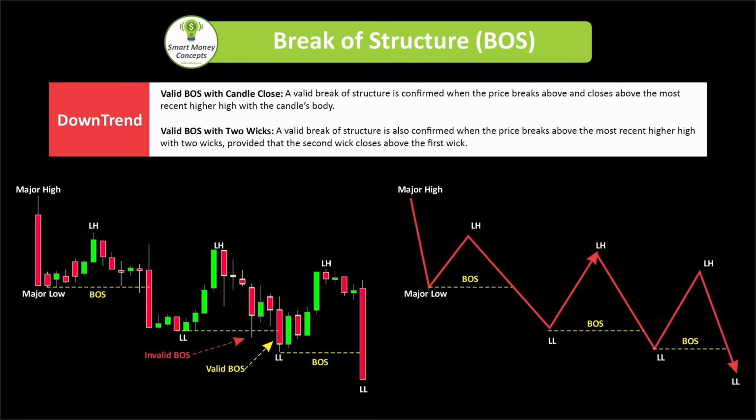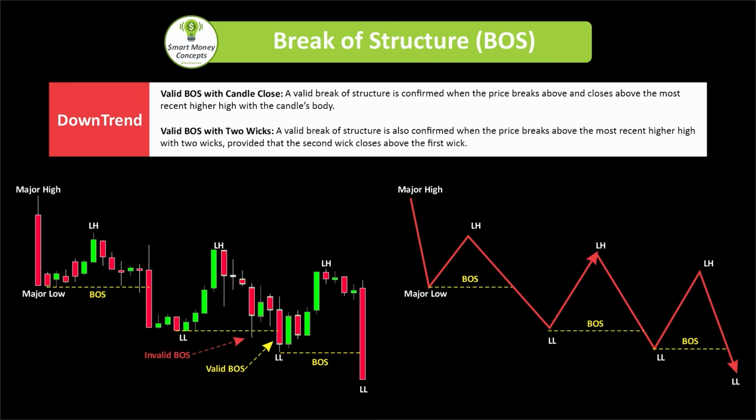from sellers to buyers. Conversely, if the price breaks the recent lower low with a long shadow or wick and the candle's body closes above its range without the subsequent candle's shadow exceeding the first candle's wick, this is not considered a valid break of structure. To confirm a genuine break of structure, the price must close below the low's range with the candle's body. Moreover, if the subsequent candle's wick surpasses the first candle's wick and closes above the low's range, this then qualifies as a valid break of structure.